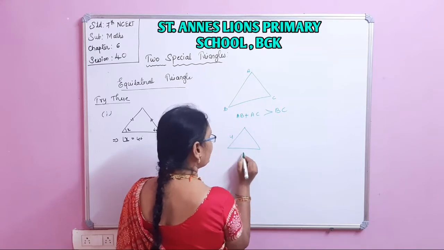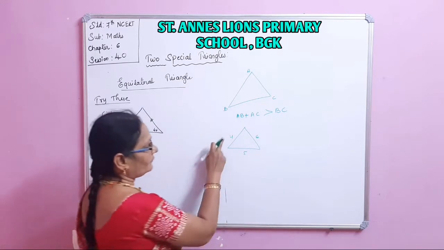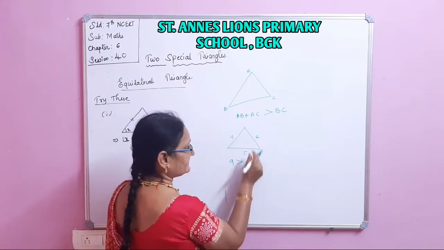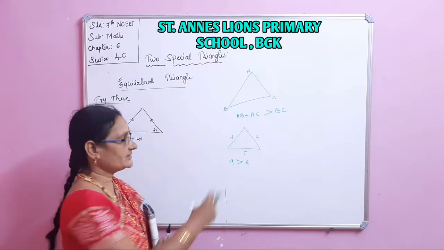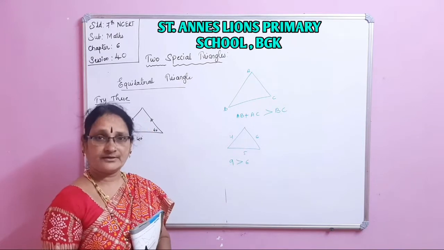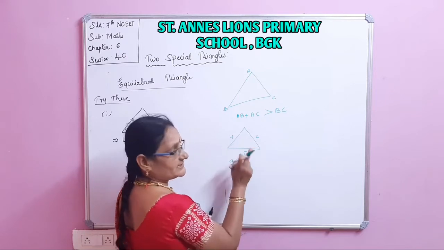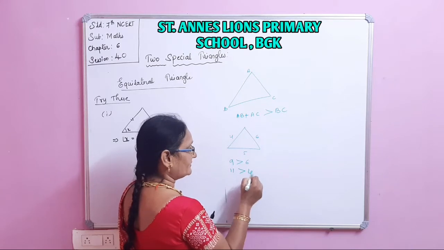Suppose this is 4 cm, 5 cm, and this is 6 cm. Now we will see. 4 plus 5 is 9. Yes, 9 is greater than 6. Yes, this triangle can be constructed. Taking this 4 cm, 5 cm, 6 cm, we can construct it. Okay, next. Now, one more thing. Not just by checking one. 5 plus 6 is 11. 11 is greater than 4.